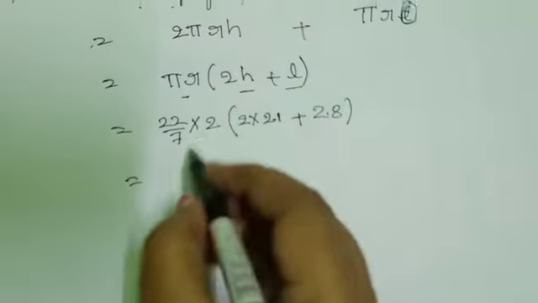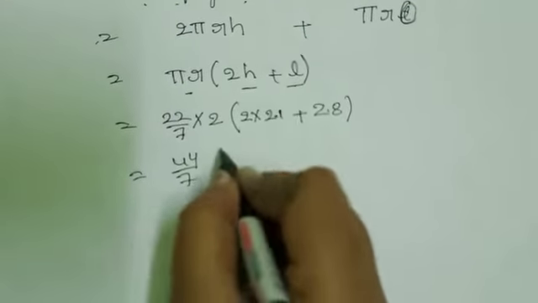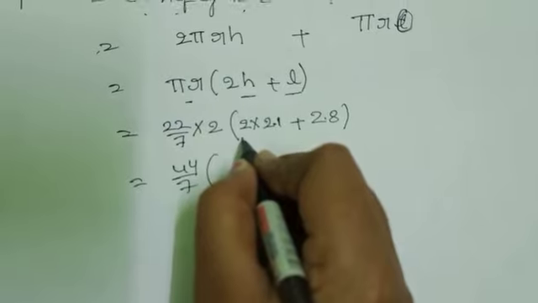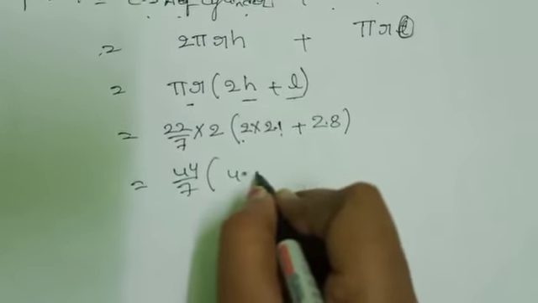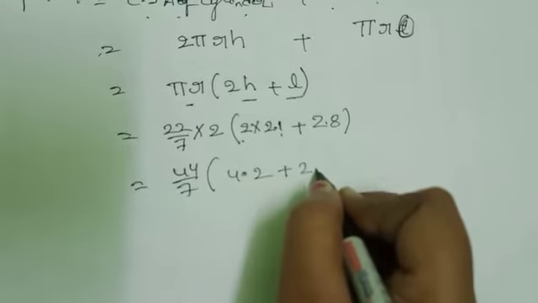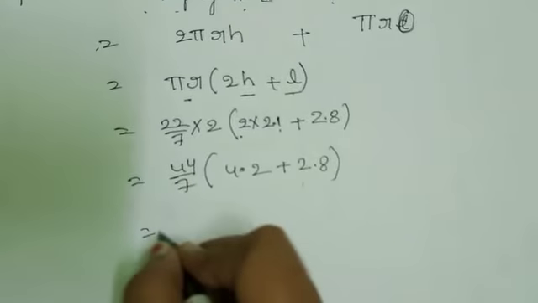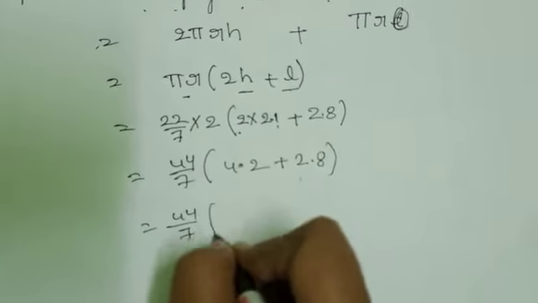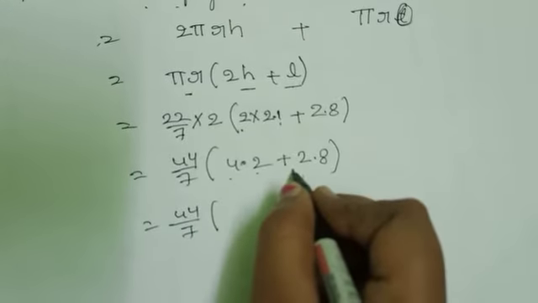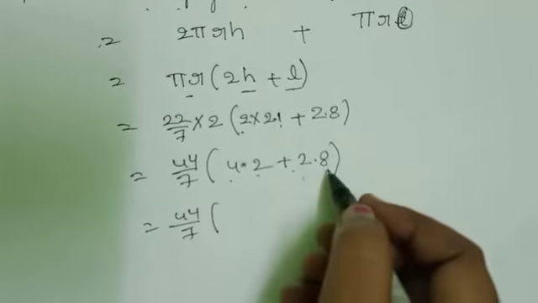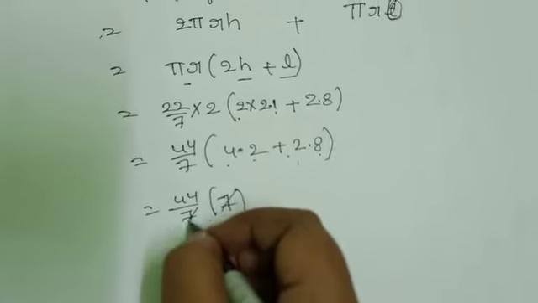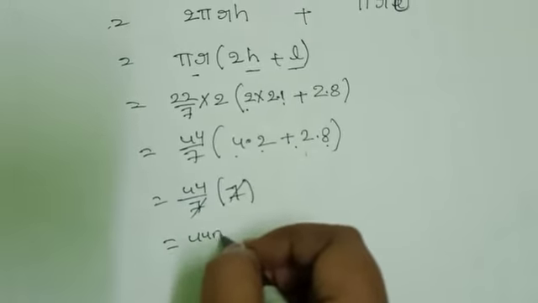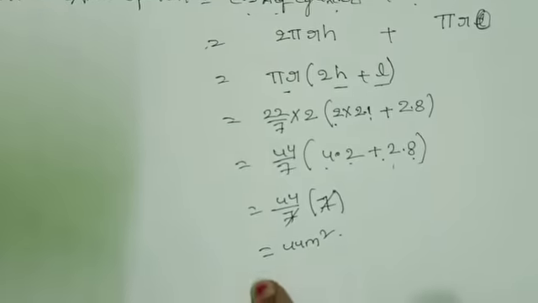22 into 2, 44/7. 2 into 2.1 is 4.2 plus 2.8. 44/7 into (4.2 plus 2.8 is 7). 7 gets cancelled, which is equal to 44 meter square. This is the surface area of the tent.